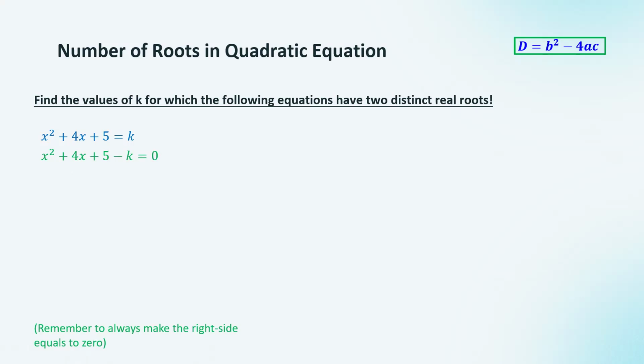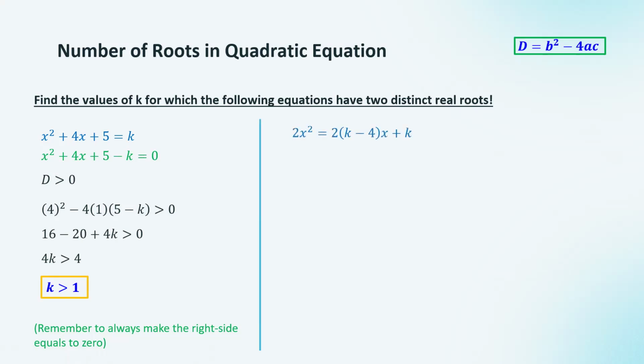After this, we have to remember that to have two distinct real roots, the discriminant needs to be a positive value. So again, we can input the a, b, c values. And remember that the c value in this case is 5 minus k. Not only 5, not only k, but 5 minus k. So a is 1, b is 4, c is 5 minus k. After this, you can simplify the inequality, and we get that k should be greater than 1.